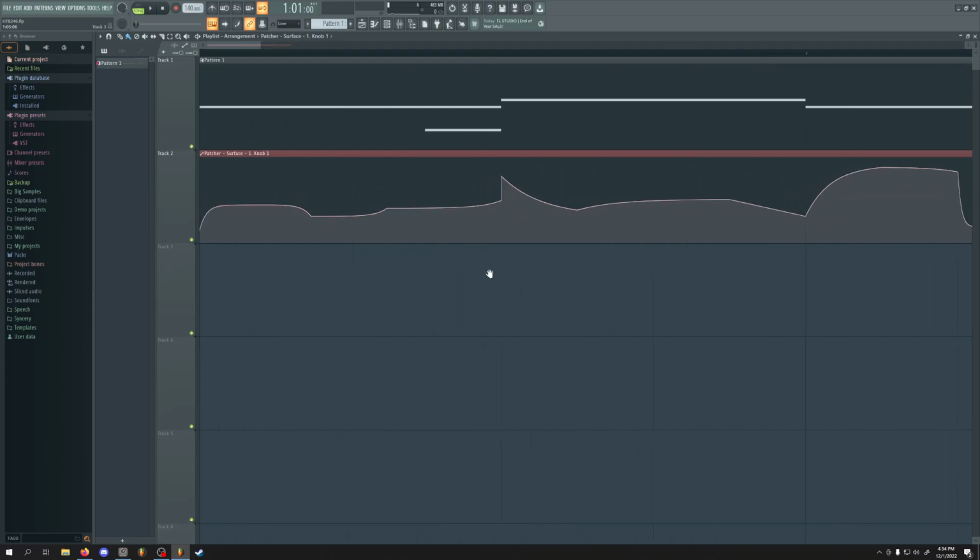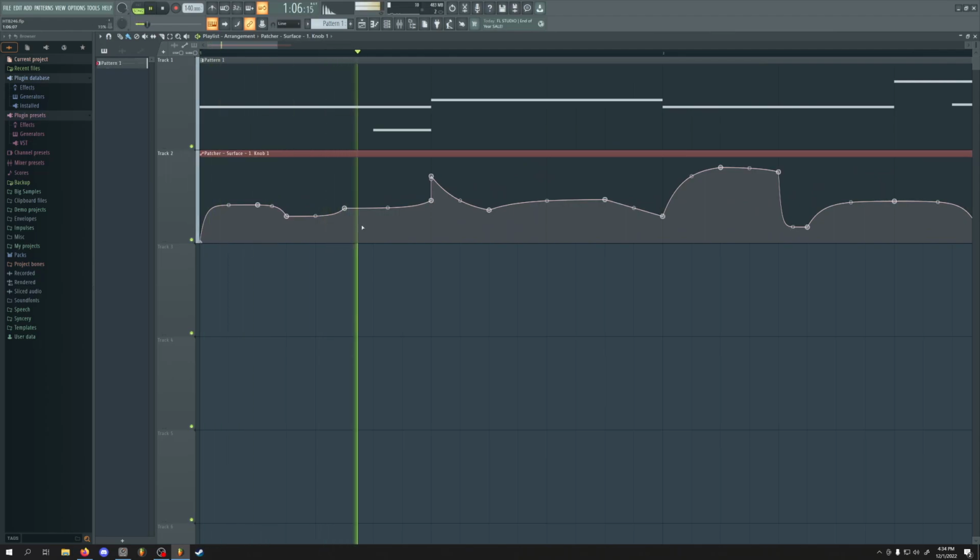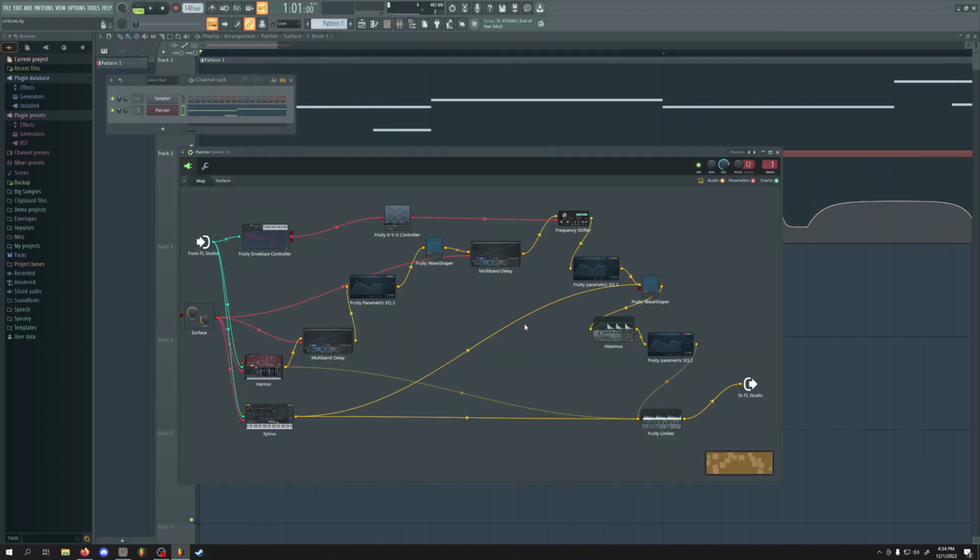Let's watch what happens when I move around some of the automation, when I have the sound turned on. Main sound, turn on.